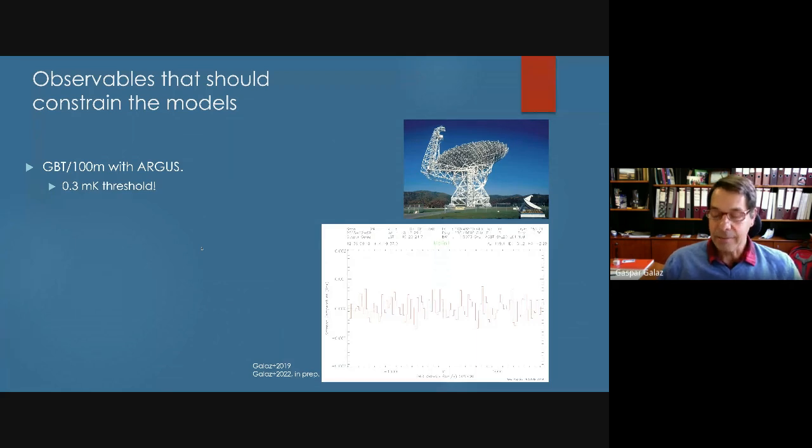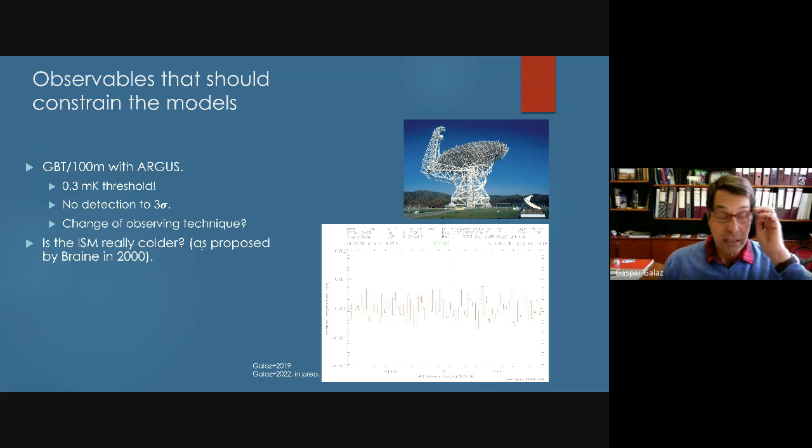So again, the mass should be even less than 10 to the 8 in the mass of CO. So no detection at 3 sigma. We changed the observing technique. Doesn't work anyway. So what is happening here? Nobody knows.